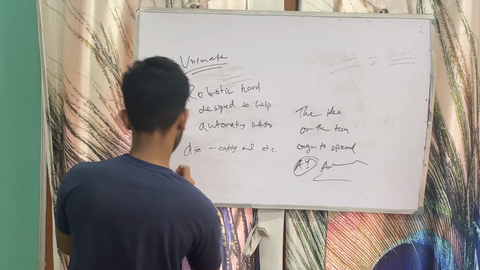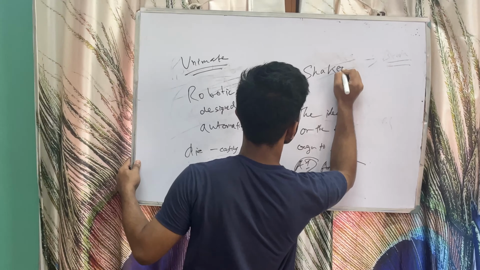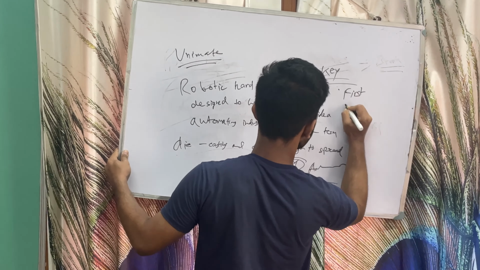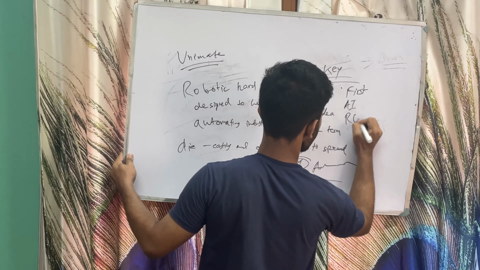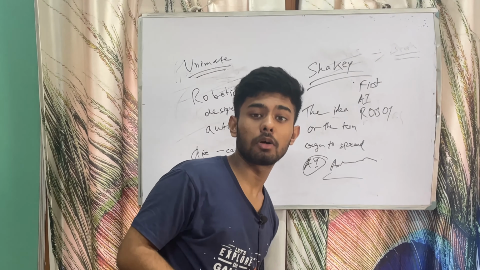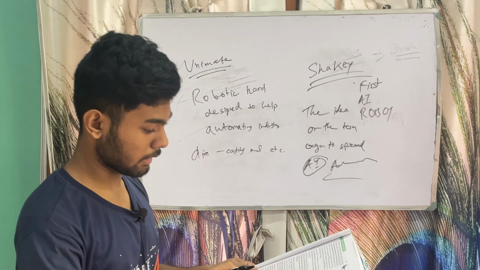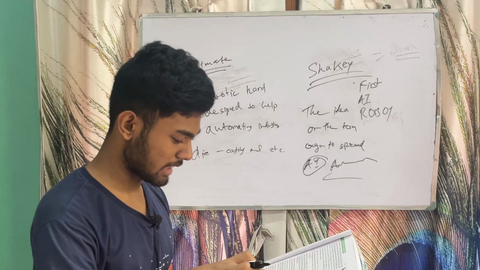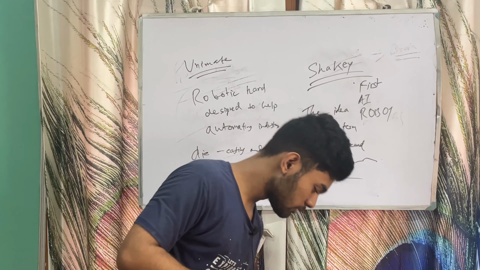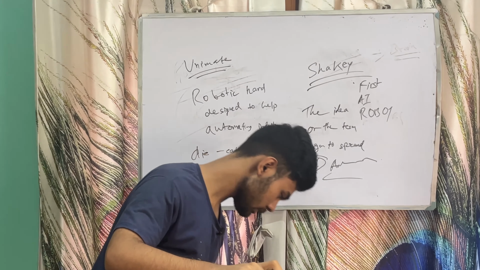The first AI robot to be made was Shaky. This can come in your multiple choice questions: what was the first AI robot? Shaky, a robot that was developed by Stanford Research Institute.